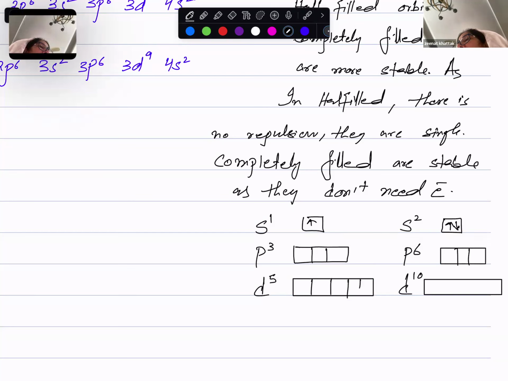Two, three, four. So half filled, half, no repulsion. Completely filled, they don't need electron.